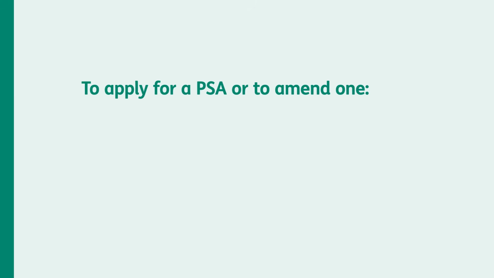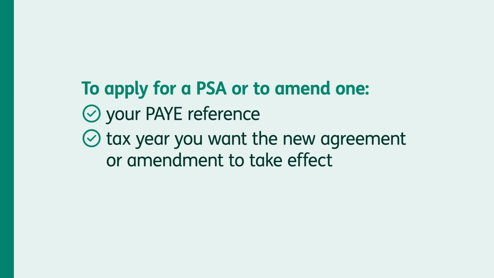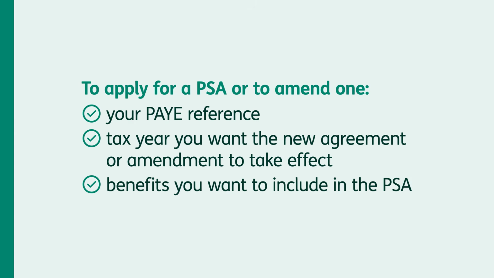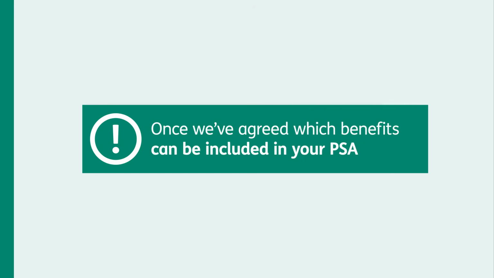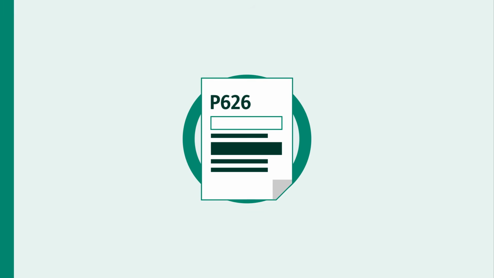To apply for a new PSA or amend an existing one, you'll need to provide the following: your PAYE reference, the tax year you want the new agreement or amendment to take effect, and the benefits you want to include in the PSA. When we've agreed which benefits can be included in your PSA, we'll send you a letter to confirm this. We'll then send you a P626 form by post.